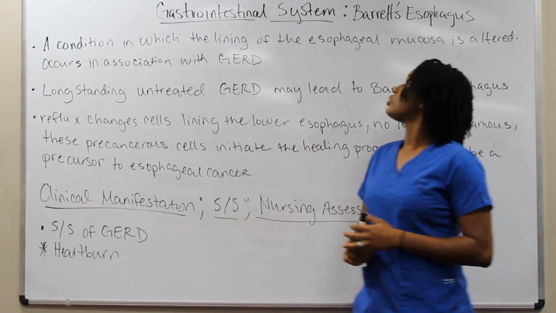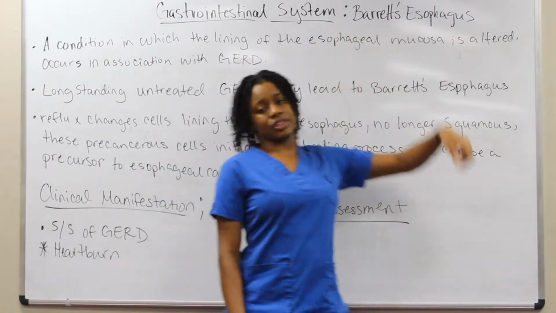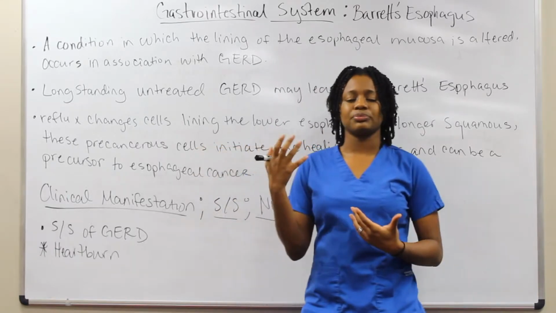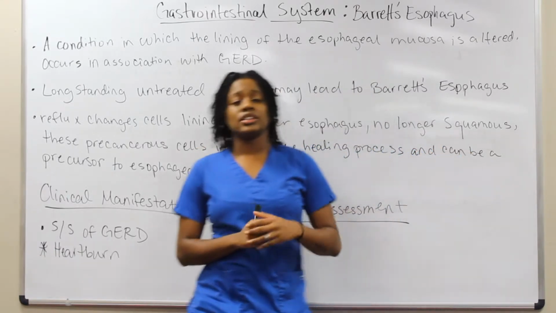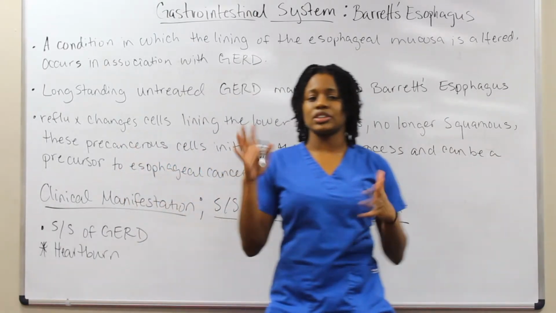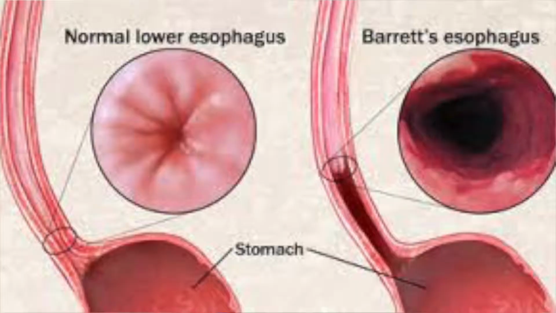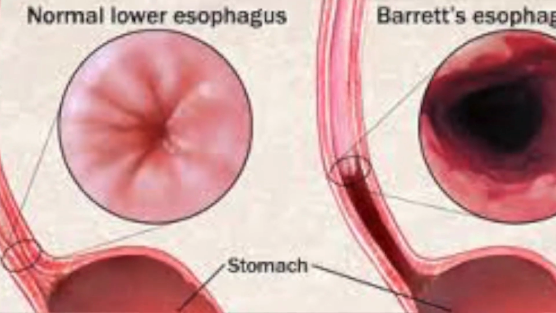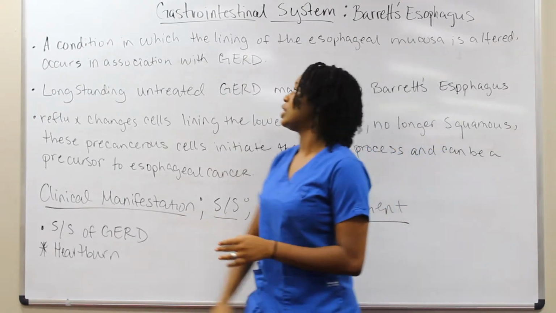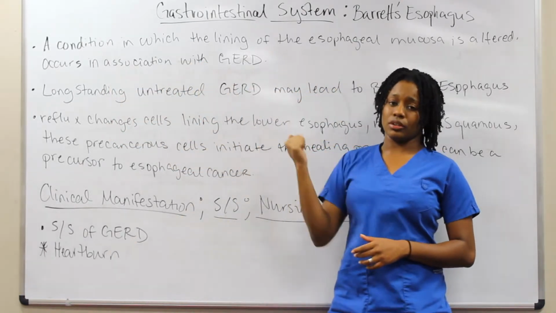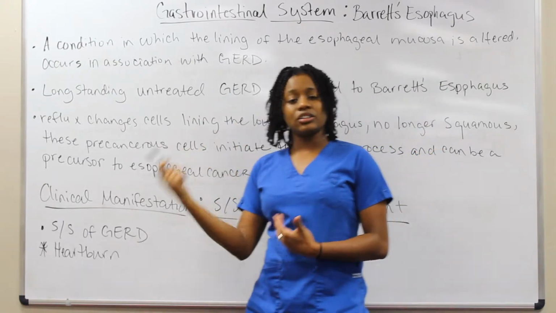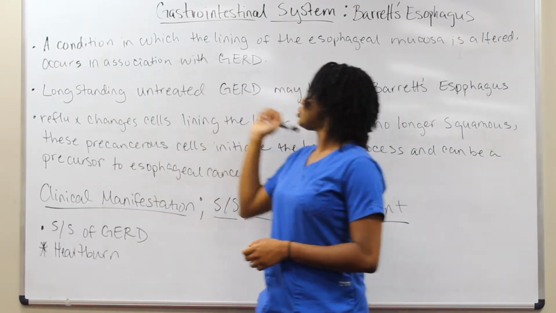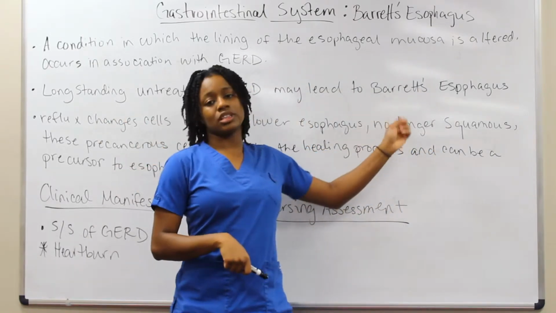All right, so now we're going to talk about Barrett's esophagus, okay? Barrett's esophagus, also known as Barrett's disease, is very similar to GERD, but it does have its differences. It's a condition in which the lining of the esophageal mucosa is altered, and it occurs in association with GERD. So it's not GERD, but it's in association with GERD. Long-standing untreated GERD may lead to Barrett's esophagus, okay?